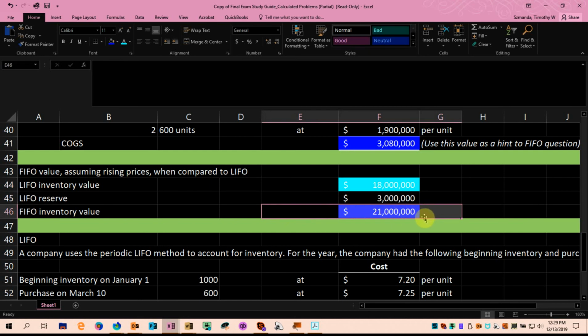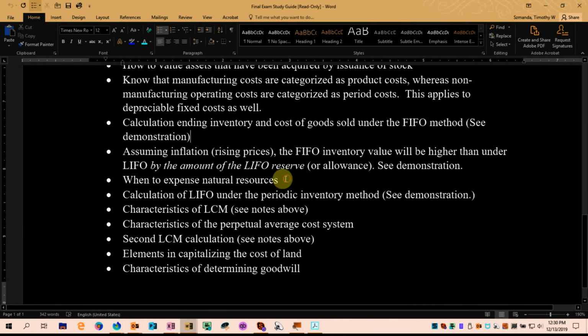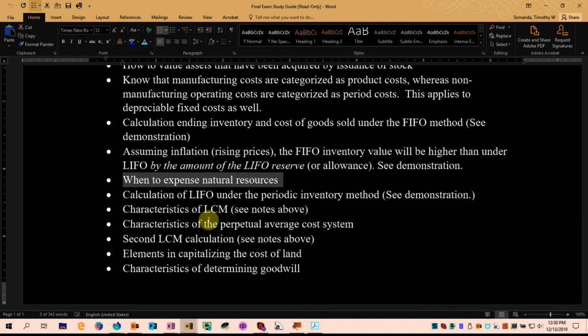And it makes sense under rising prices because under FIFO, we're grabbing the older, lower costs off the balance sheet every time we make a sale. And what we're leaving on the balance sheet under FIFO are the more recent, more expensive purchases that will increase what's left on the balance sheet. So we'd expect to see a larger balance under the FIFO method than under the LIFO method. We also know when to expense natural resources. So generally, it's like any inventory item, we don't expense it until we sell it.